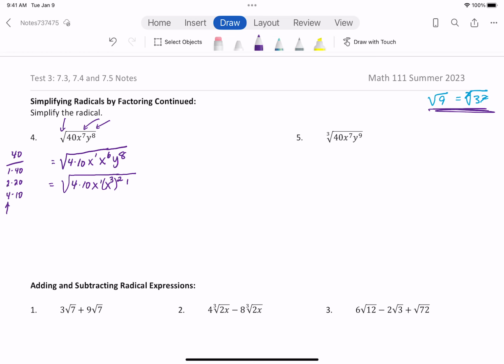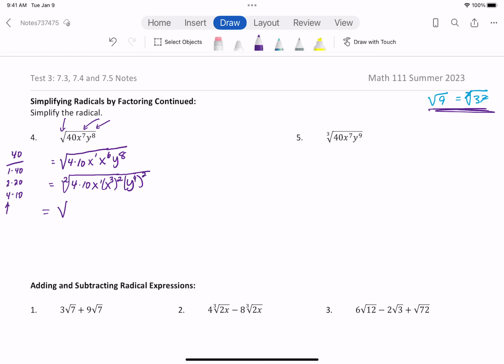And then the y to the 8th, we want the same thing. We want a 2 out here. So what I have to multiply times 2 to get 8 is 4. And of course the reason that we wanted to do that is because we're trying to get it to cancel with our index. Okay?